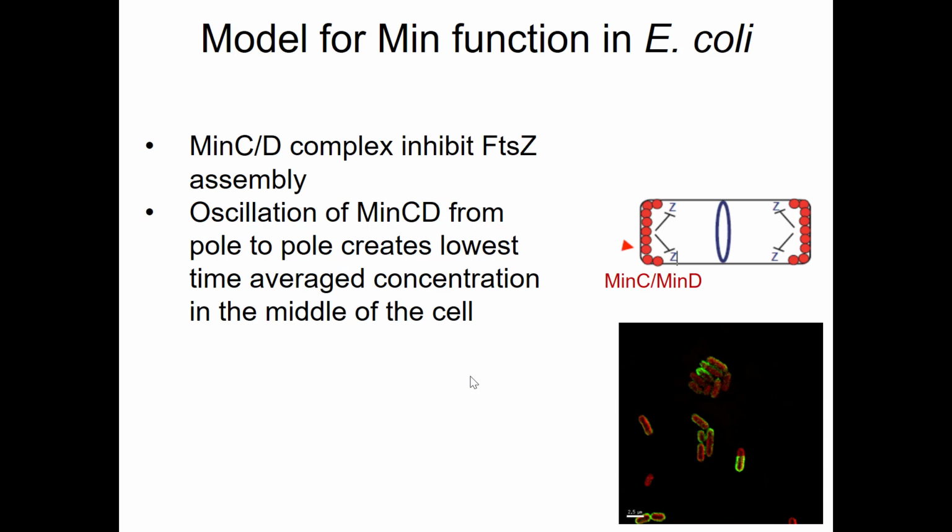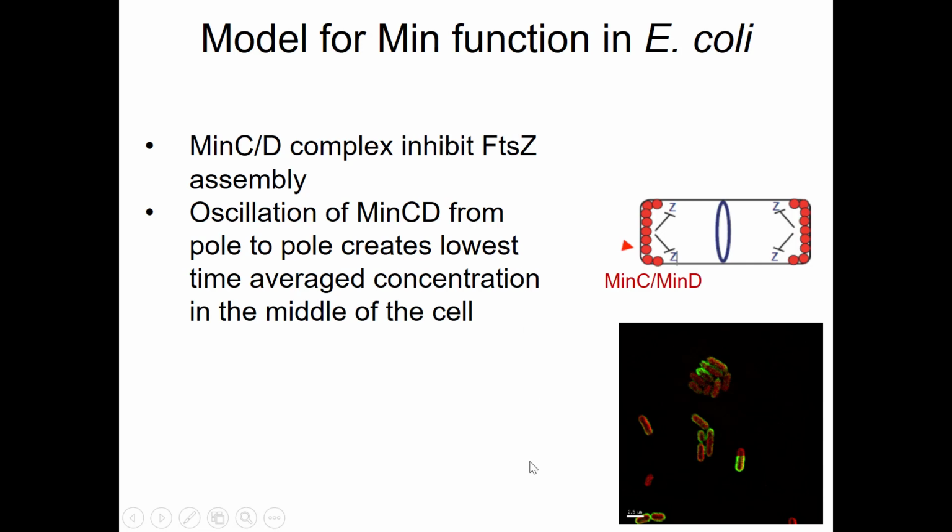In addition to the nucleoid occlusion system, many bacteria additionally have the MIN system. It's the MinCD complex that inhibits FtsZ assembly. It works by having the MinC and MinD proteins oscillate from one pole, or one end of the cell, to the other pole, or the other end of the cell. This creates the lowest time-average concentration in the middle of the cell. So if MinC and D are inhibiting FtsZ from forming rings at the poles, that leaves only the mid-cell now as a place where FtsZ can assemble and divide.